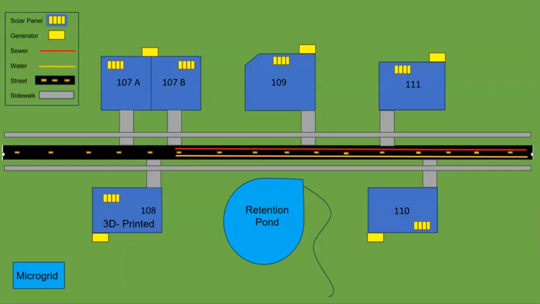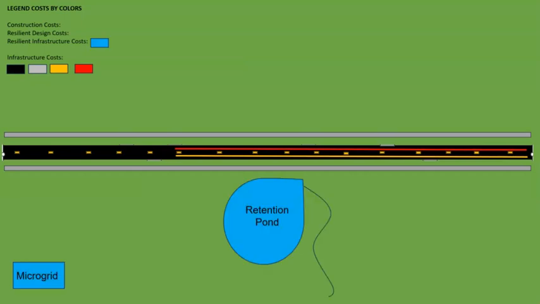Let's look a little more closely at how this development relates to unit costs and actual costs related to infrastructure, resilient, and construction. To better understand this, let's take a look at the example a different way. In relation to the cost types, the street, sidewalk, water, and sewer improvements will all fall under infrastructure costs. The microgrid and retention pond costs will fall under the resilient infrastructure section of the unit mix tab.